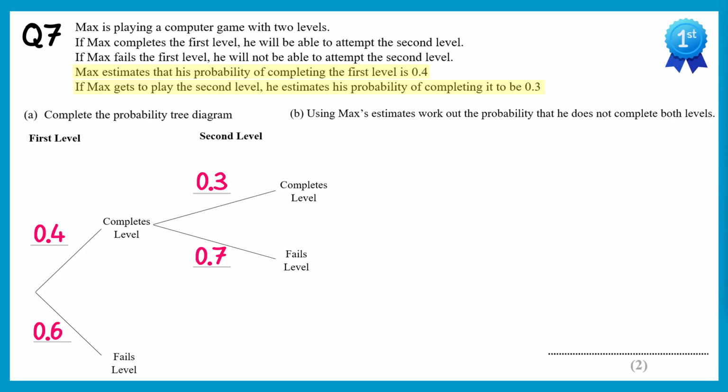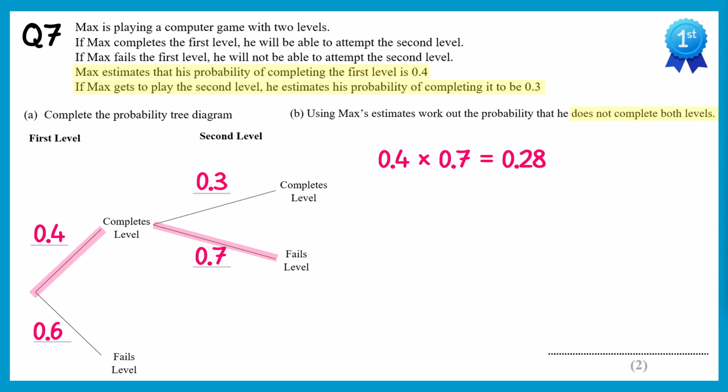In the second part of the question, we need to work out the probability that he does not complete both levels. So we're looking for all of the routes across this diagram where he does not complete both levels. So one way is to complete the first level, but then fail the second level. The probability of this will be those probabilities on the tree diagram multiplied together, so 0.4 times 0.7, which is 0.28.